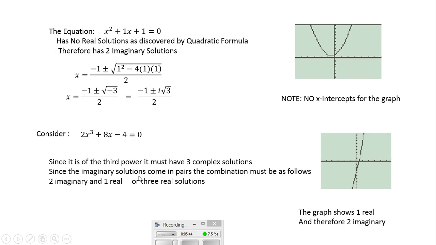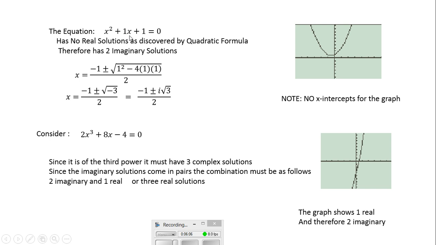Okay. Now, we look at this quadratic. We say, well, it doesn't factor. So if it doesn't factor, we always have the quadratic formula to determine if we can find this solution.